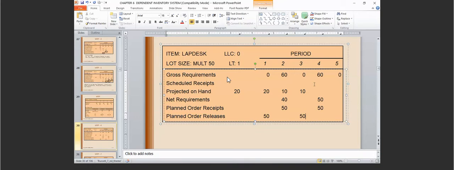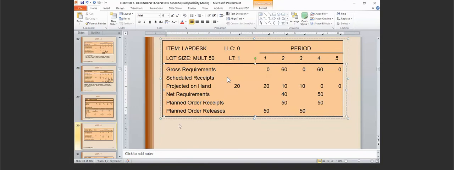For period 4, we have inventory on hand plus the planned order receipt of 50 units, so we have 60 units minus the gross requirement of 60 units. So at the end of period 4 it will be okay, and also there will be no gross requirement, so inventory here will also be okay. So we finish developing the MRP table for the clipboard and lab desk.